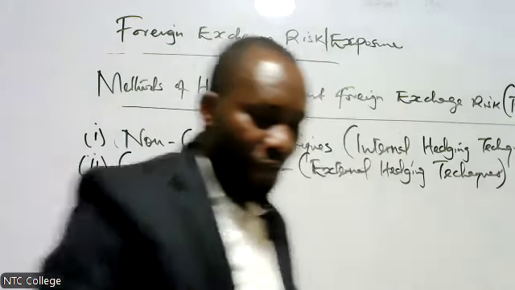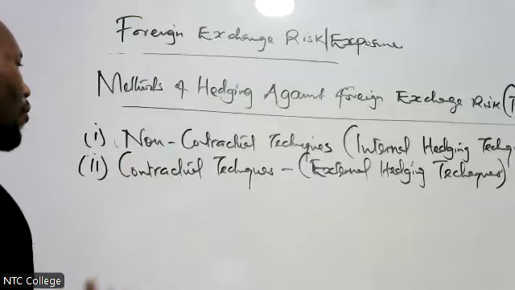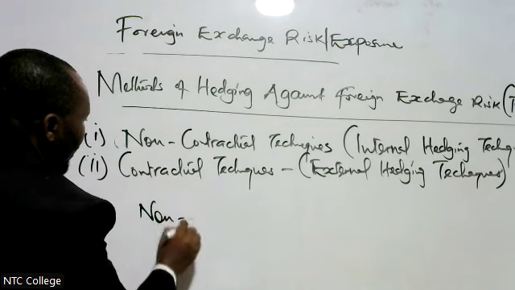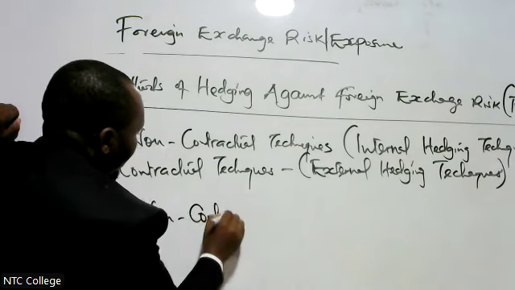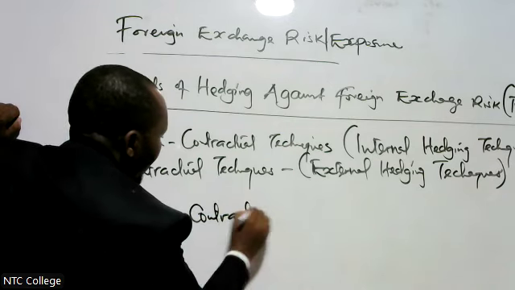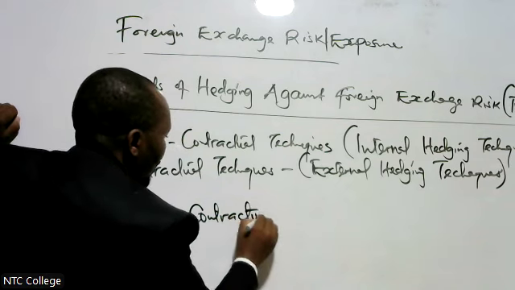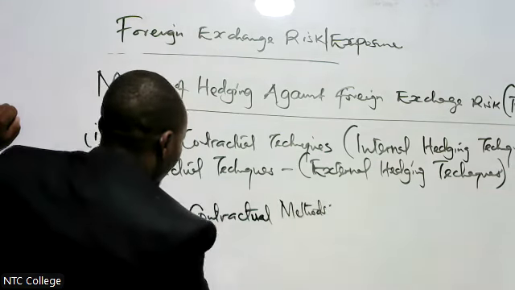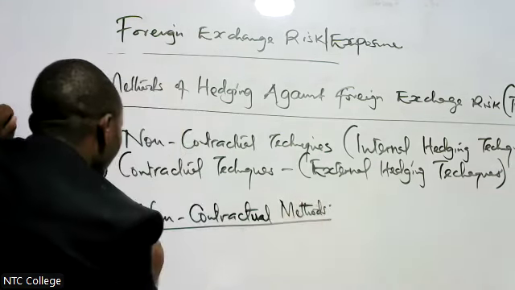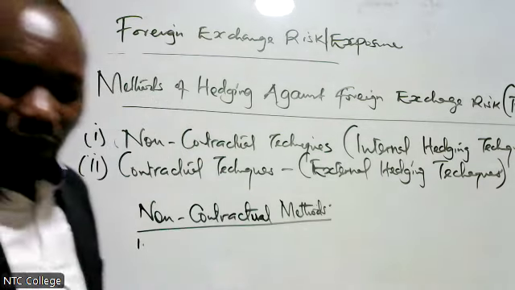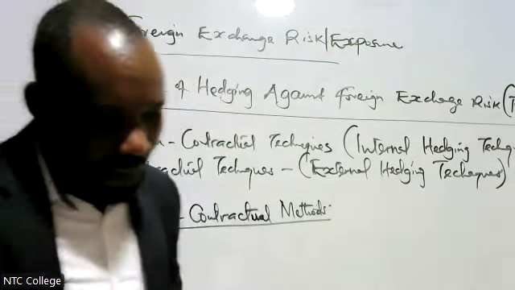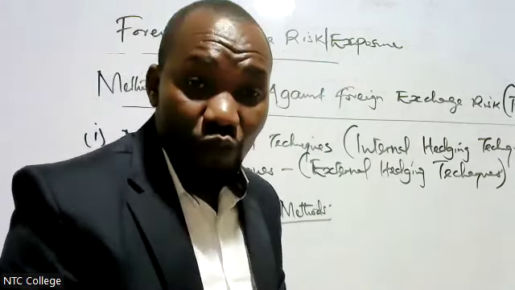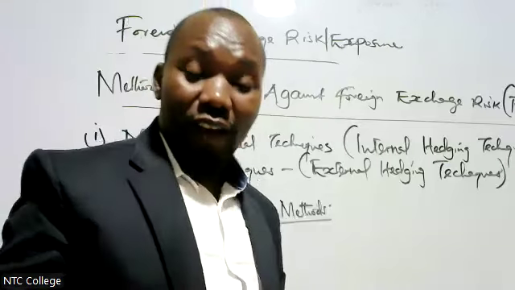Now, let's look at the types or ways or some of these non-contractual methods. So start with non-contractual methods so that we can see them. Hapa hakuna kuandikiana. So number one, under non-contractual methods, number one, invoicing in domestic currency. Unaweza amua kila mtu akitaka kununua, anybody who wants to buy from you in Kenya shillings.